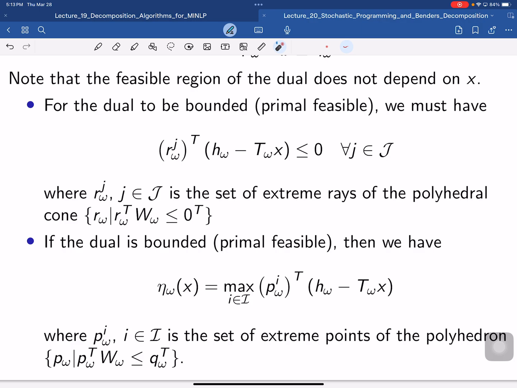So let's assume for the sake of the argument the dual is bounded, right? Meaning that it is primal feasible. Okay. Then for any x, where do we get the optimal solution, right?